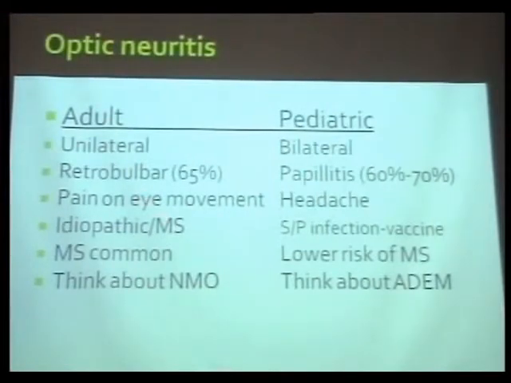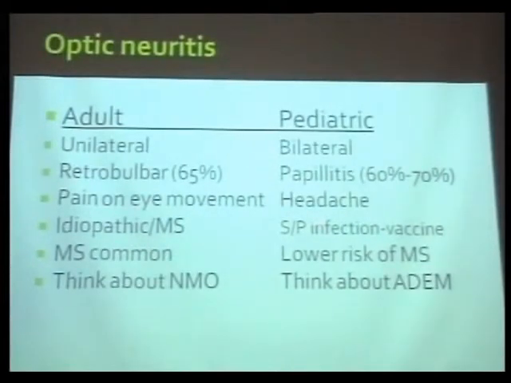Pain on eye movement, usually we reserve that term for demyelinating optic neuropathy, idiopathic or associated with MS. And MS is common, especially if you have white matter lesions. And if it's bilateral, we're going to be thinking about neuromyelitis optica. In kids, the bilateral form is very common, way more common than in the adult form. Most of the patients have a swollen disc as opposed to retrobulbar.